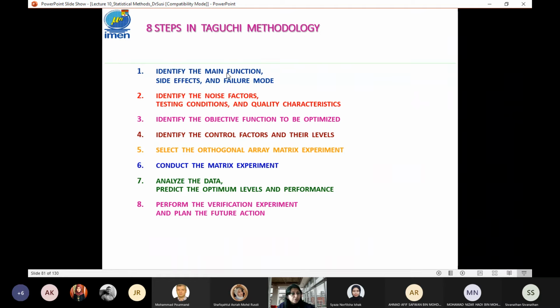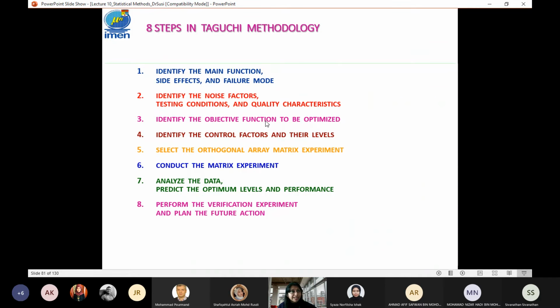The first is you need to know what your main function is. What is your output? Are you going to look at frequency? Are you going to look at output power? Are you going to look at wavelength? You need to know your experiments, the side effects and also the failure mode. You need to identify the noise factors, the testing condition, the quality characteristics. Identify the objective function, what signal to noise ratio you need to use.